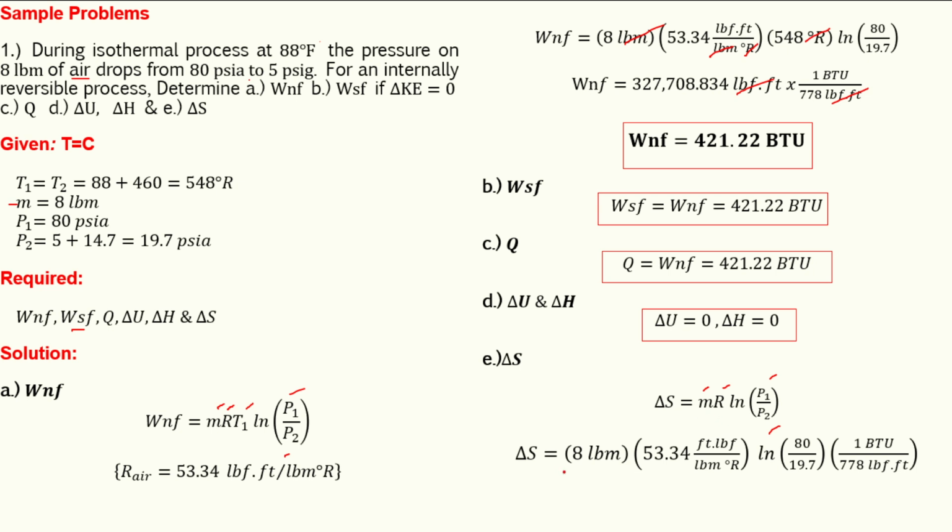So, our M is 8 pound mass. Our R is 53.34 foot-pounds per pound mass degree Rankine. ln P1 is 80 over P2 is 19.7. Then, since the value we need is in terms of BTU, we convert directly. 1 BTU is equal to 778 foot-pounds. By cancellation of units, we cancel the foot-pounds and the pound mass. The remaining units should be BTU per degree Rankine. Therefore, delta S is equal to 0.7686 BTU per degree Rankine. Okay? So, clear? Let us proceed to the second round.